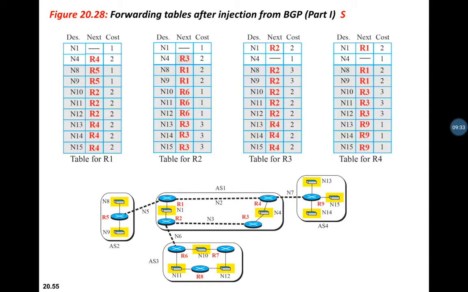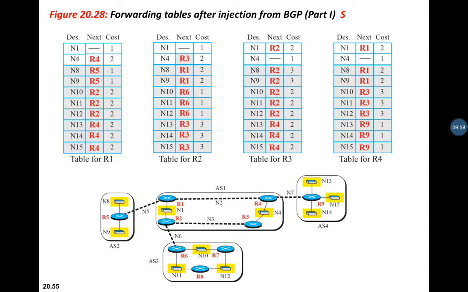Path tables are injected into the intra-domain by adding only one default entry, and the cost is taken from the intra-domain forwarding tables. Here, assume all the autonomous systems are using the routing information protocol as the intra-domain routing protocol. So this is about the path tables. You can see the destinations, the next router and the cost.